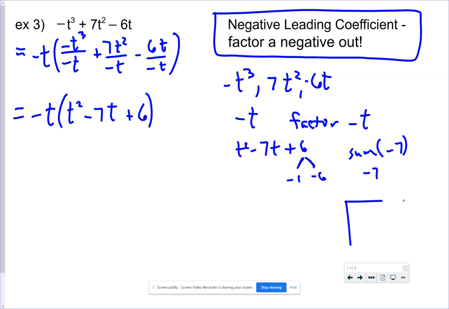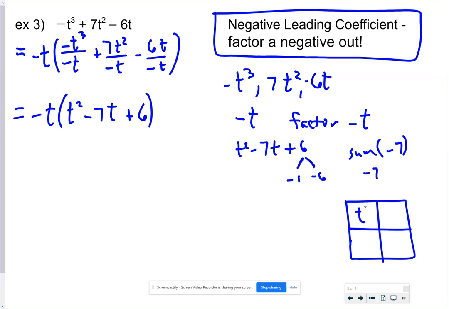I'm going to build my table. We're factoring t squared minus 7t plus 6. So we're taking the negative 7t and we're writing it as negative 1t plus negative 6t. Then we're going to factor out the GCF from the top row. From the bottom row, factor out that negative with that 6. And then we're going to factor the first column.